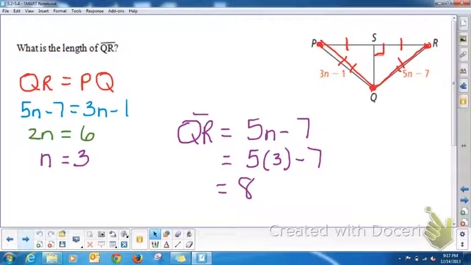So because Q is on the perpendicular bisector of PR, you know QR is equal to PQ. If we substitute in the expressions, 5n minus 7 is equal to 3n minus 1. Collect all your n's on one side and all your numbers on the other. You would solve for the variable that n is 3. QR is 3n minus 1, so if we substitute in that value, 5 times 3 minus 7 is 8. To make sure you're right, you should plug it into the other because these should be congruent. 3 times 3 is 9, minus 1 is 8.